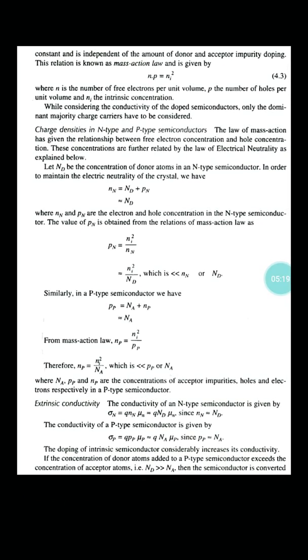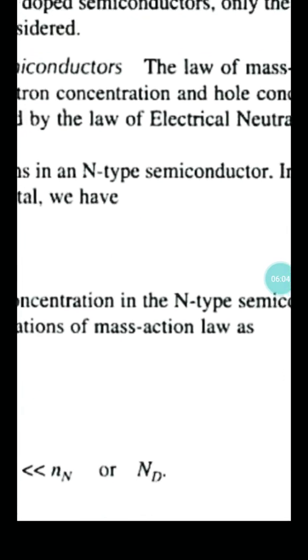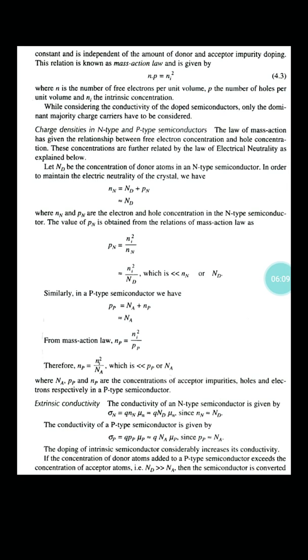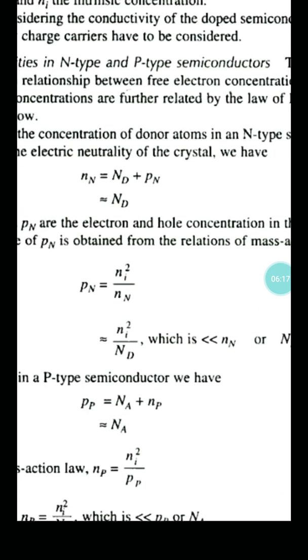Now we can discuss charge densities in n-type and p-type semiconductors. The law of mass action gives the relationship between free electron concentration and hole concentration. The electron concentration we can call Nn, and the hole concentration we can call Pn. These concentrations are further related by the law of electrical neutrality, as explained below. Here Nd: N means n type, D means donor. Nd is the concentration of donor atoms in an n-type semiconductor. In order to maintain electric neutrality of the crystal, we have this expression, which can be divided into Nn.